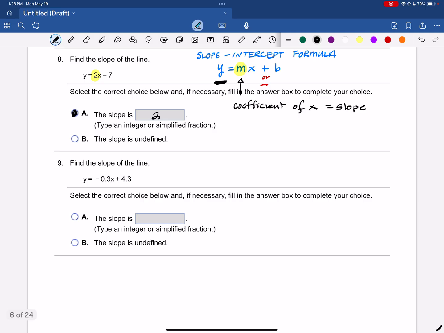So in example 9, to find the slope, we don't have to do a lot of work. It's just this number in front of x. Now, it's not the x, so don't put the x in your answer. It's just the number, negative 0.3.